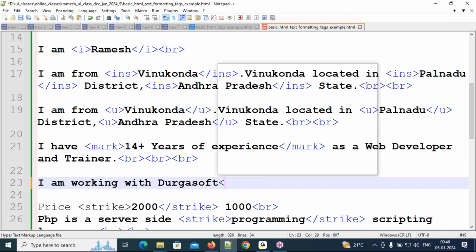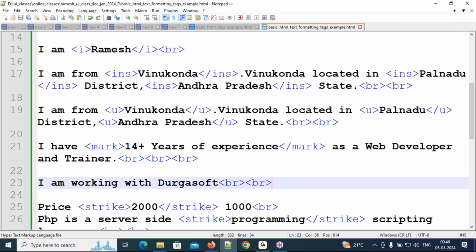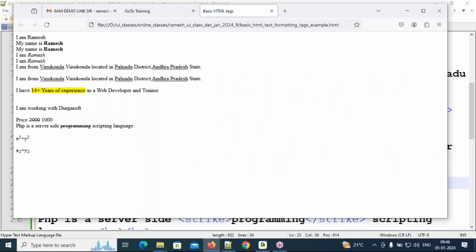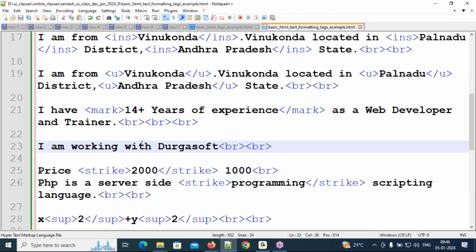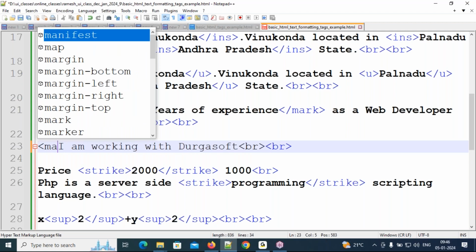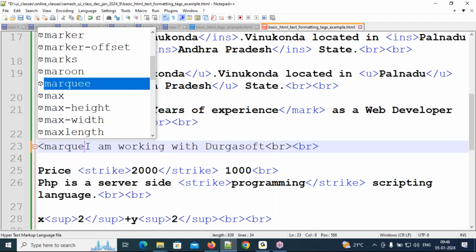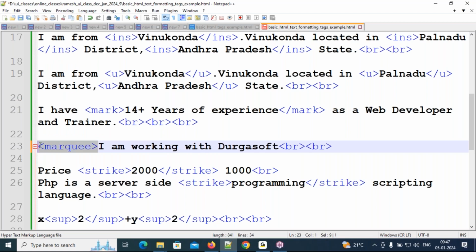Right, here the PRE tag. So it is coming, I am working with DURGASOFT. This is how it is coming. Now what I want to do is make it come like a scroller, from right to left. So for that purpose, I am keeping this in the marquee. In the latest version it is deprecated, but still it is working. Nowadays, nobody uses these things.